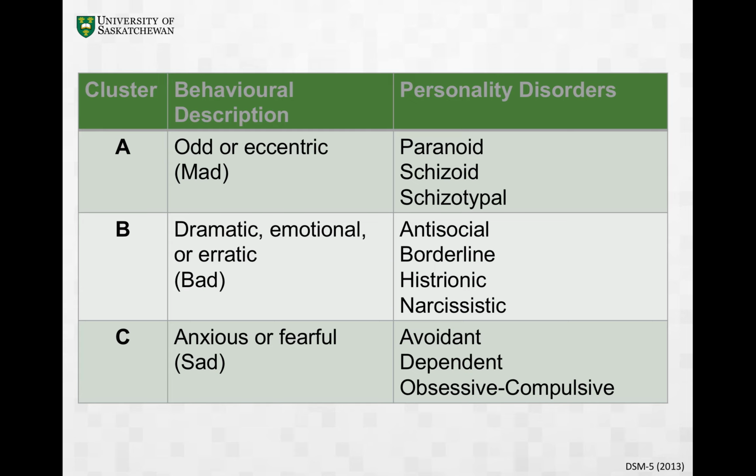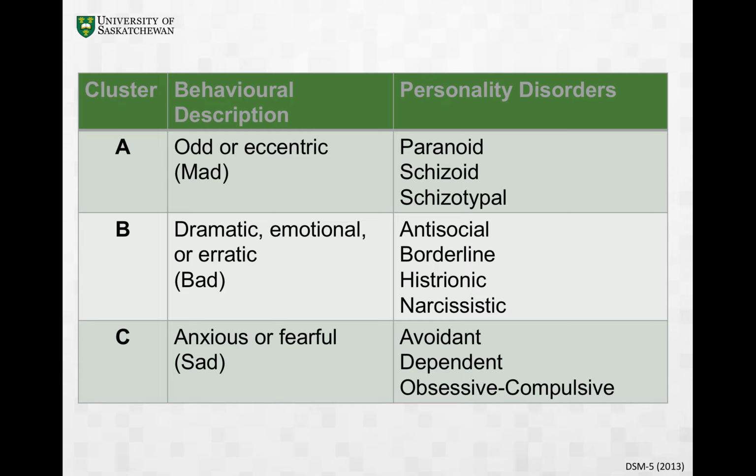So there's clusters A, B, and C. And so cluster A would be the odd or eccentric personality disorders, and they tend to be paranoid, schizoid, or schizotypal. We've got B, which is the dramatic, emotional, or erratic. And so in there we'll find like antisocial, borderline, histrionic, and narcissistic personality disorders. And then finally, cluster C, anxious or fearful, and that would be avoidant, dependent, and obsessive compulsive.